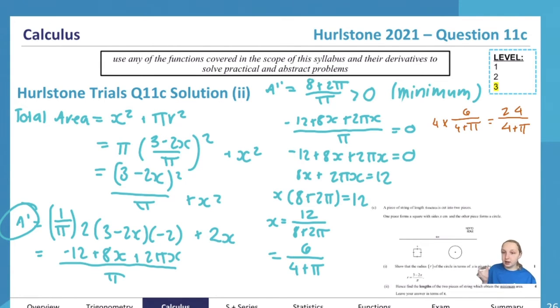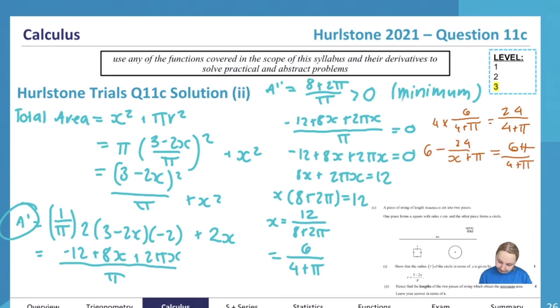Then it's a little bit harder with the circle, but because we already know what the square is, we can just do our total length of string minus what we know we're going to have for the square. There we go. And then that's just going to equal 6 pi over 4 plus pi as the two lengths of string for our square and our circle.